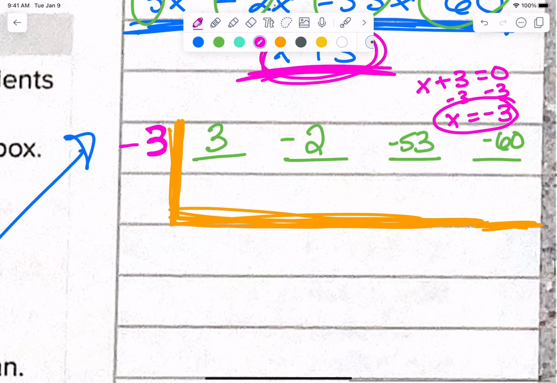All right? Synthetic division is very fast. You can go through it and do it very fast.